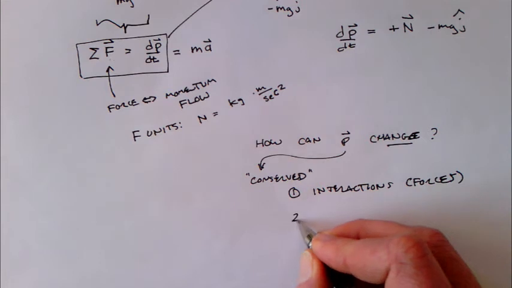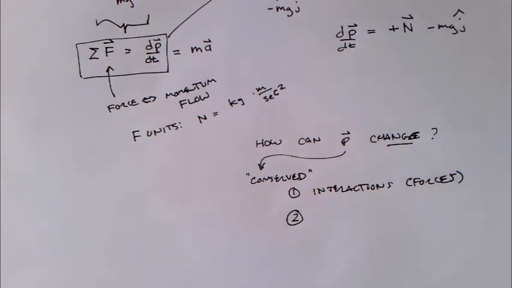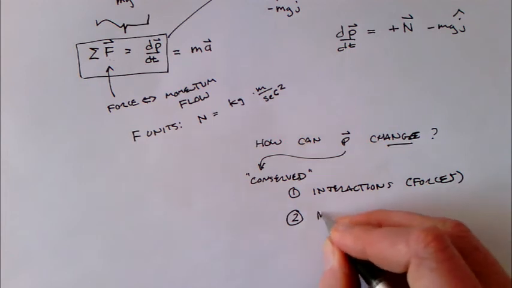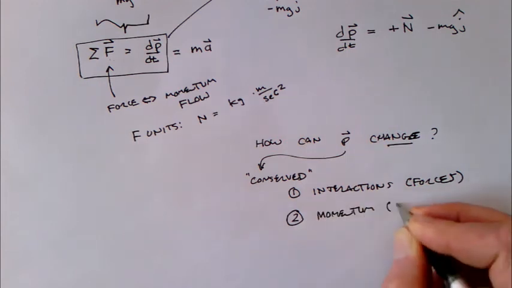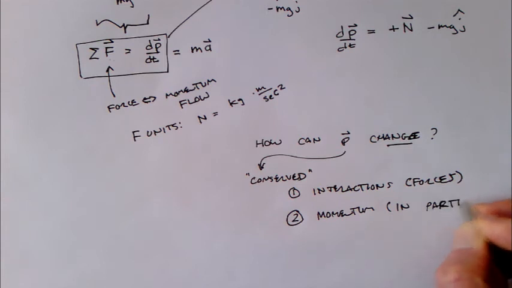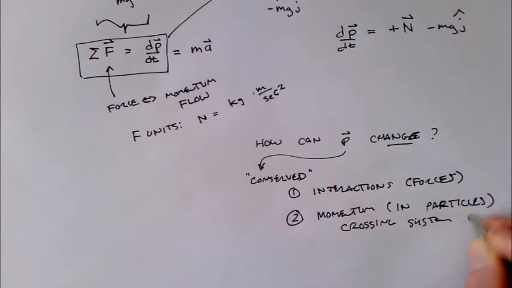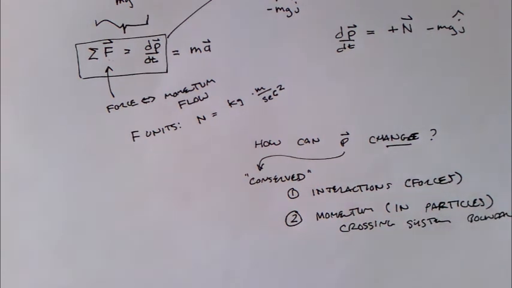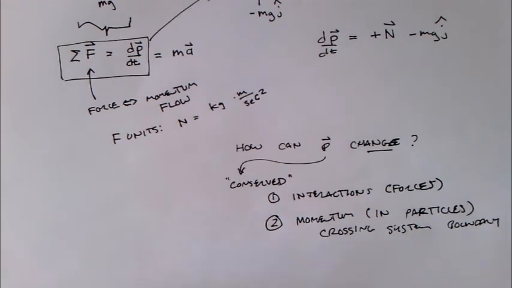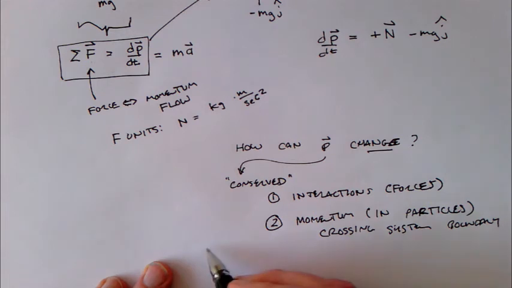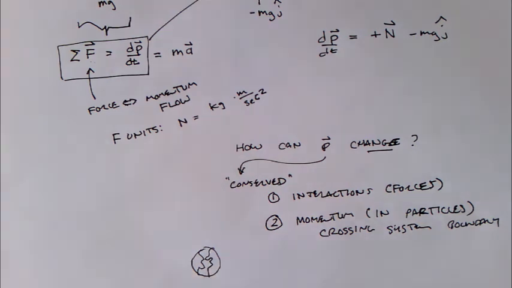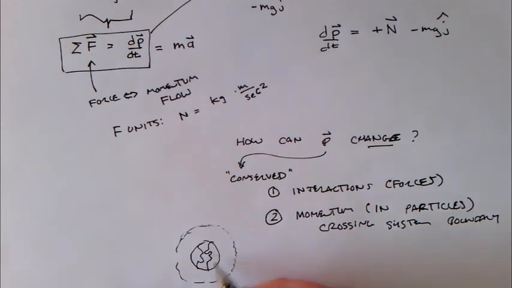And the other thing that can cause momentum to change is if you actually have momentum crossing the system boundary. And I'll say momentum in particles. Okay? And so I'll give you an example of that. Let's imagine that you've got the Earth. That's the Earth. And we define this as being the system boundary. Okay? So everything outside of that dotted line is outside of the system. Everything inside the dotted line is inside the system.